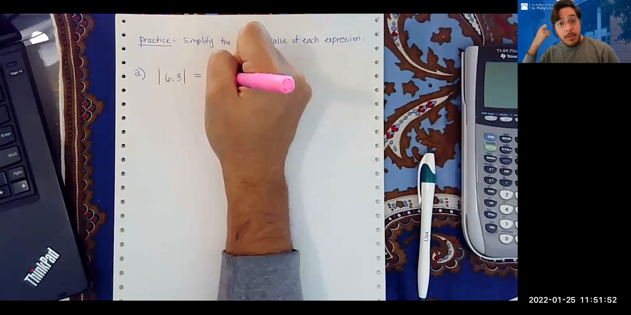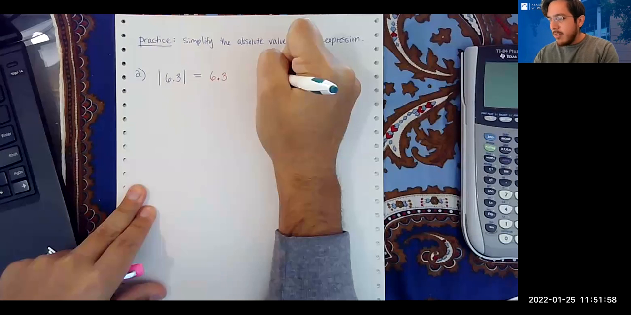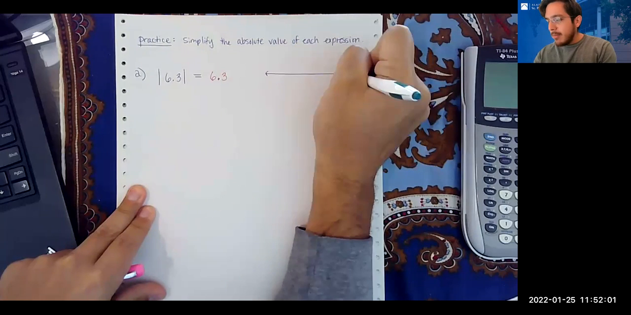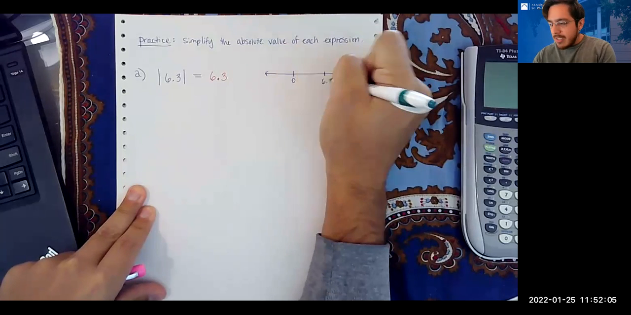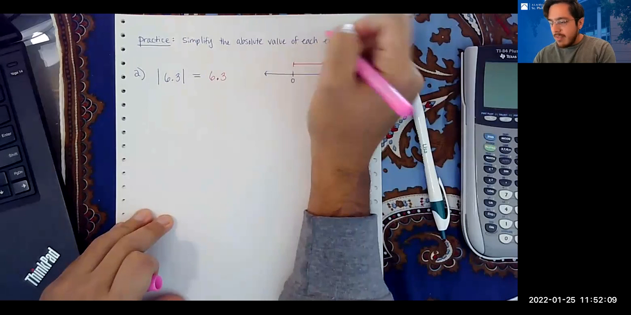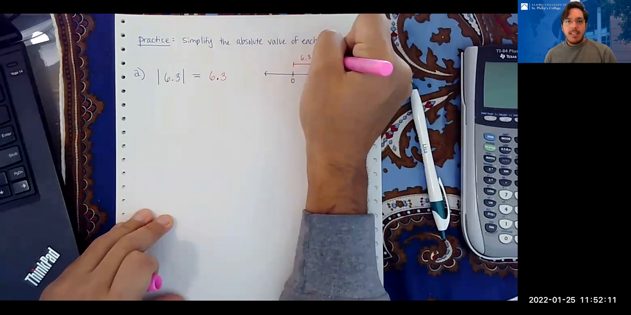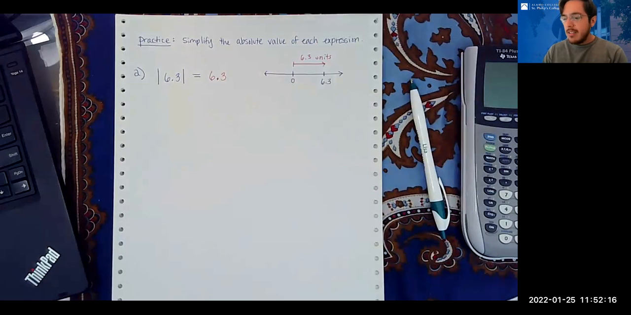So when it comes to positive values, you don't really have to worry about anything. We can grab our number line if we wanted to. 0 is here. 6.3 is probably somewhere over here. But if I had to count or measure the distance, it's 6.3 units. That's the distance from 0. That's what gives 6.3 its value.